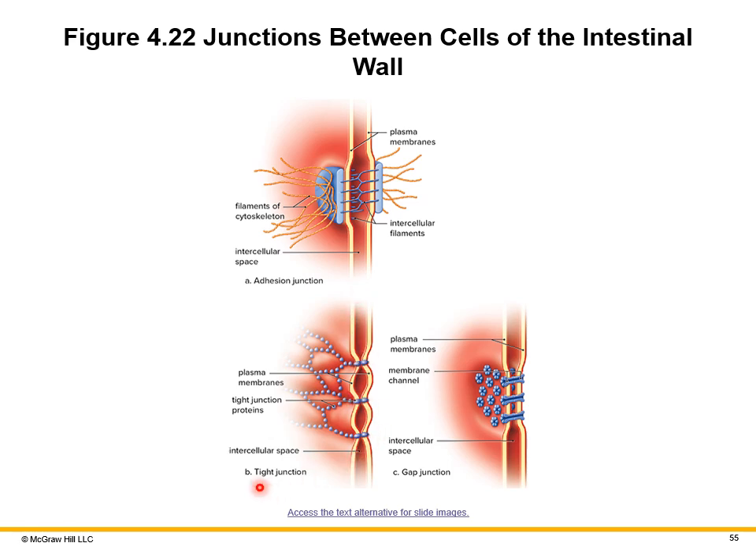An example of tight junctions is in your urinary bladder cells. That prevents any urine from leaking out of your bladder. And then we have the gap junctions. The gap junctions have protein channels going across the junction from one cell to the other, which allows the transport of materials between the two cells.